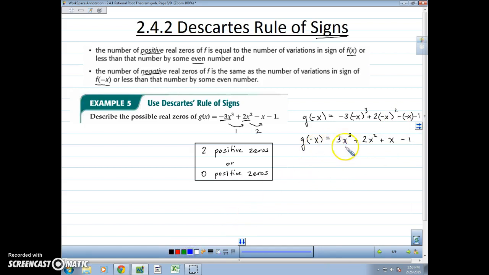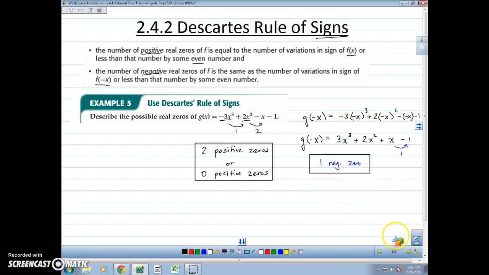So now when we track our changes in the sign for this new g of negative x, that's not a change. That's not a change. Here's our first change when we go from positive x to negative 1. So that's one change in our negative function. So that means we have one negative zero. And then we would normally reduce this again by some even number. But 1 is as low as we can go. We can't have negative 1 negative zeros. So at this point we realize that we have to have exactly one negative zero. And that's pretty useful information. That could help us when we're trying to find our possible rational roots.